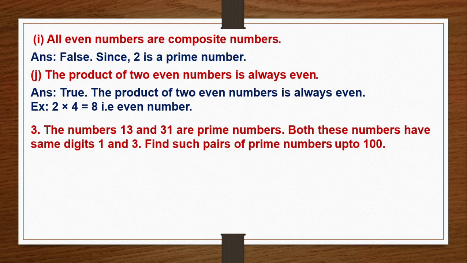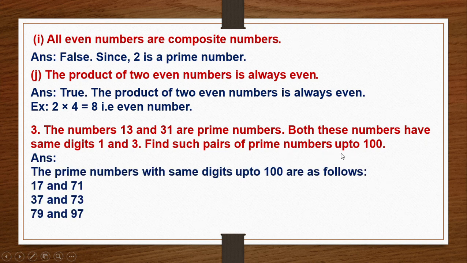Next, the numbers 13 and 31 are prime numbers. Both these numbers have the same digits, 1 and 3. See here when we observe 13 and 31, here 1, 3, 1, 3. Both numbers have the same digits. Find such pairs of prime numbers up to 100. Very, very easy. Here are the examples: 17, 71. Both are prime numbers and have the same digits. 37, 73. 79, 97.